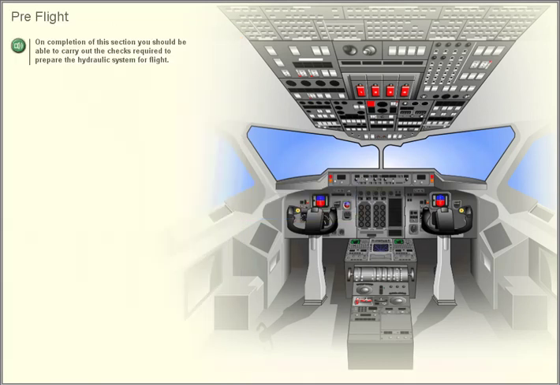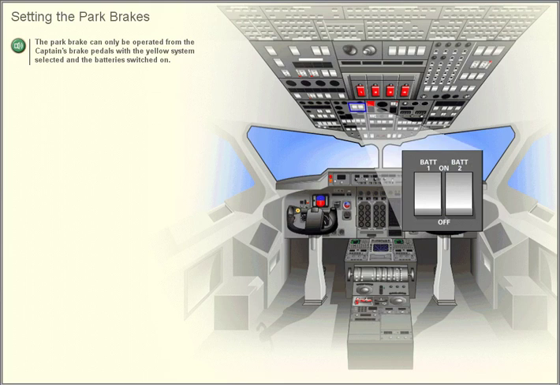Pre-flight. On completion of this section, you should be able to carry out the checks required to prepare the hydraulic system for flight. Setting the park brakes. The park brake can only be operated from the captain's brake pedals, with the yellow system selected and the batteries switched on.